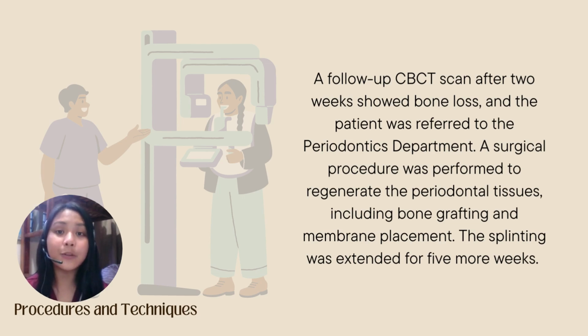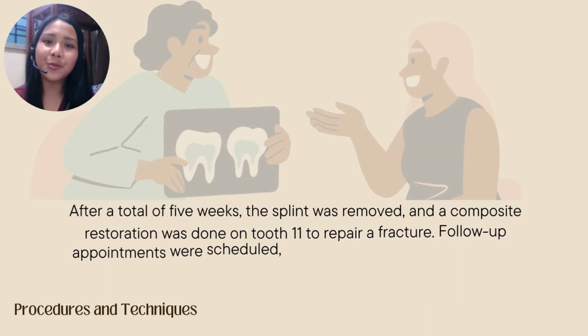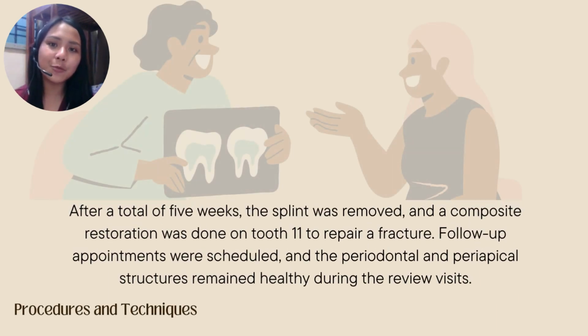The splinting was extended for 5 more weeks. After a total of 5 weeks, the splint was removed and a composite restoration was done on tooth 11 to repair a fracture. Follow-up appointments were scheduled and the periodontal and periapical structures remained healthy during the review visits.